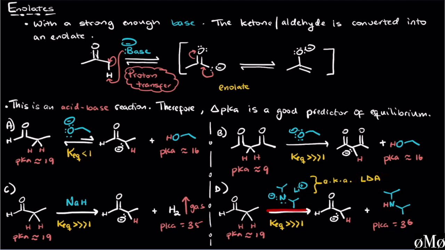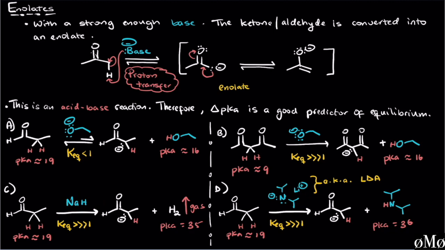So take LDA, and you react that once again with this not so acidic alpha proton with a pKa of 19. But because the conjugate acid of your base has a pKa of about 36, this reaction is going to go directly towards the formation of your enolates, and there's really no coming back because of how different the pKa's are. And so you can use a really strong base and get full deprotonation to form enolates of even fairly unreactive ketones or aldehydes in your flask.